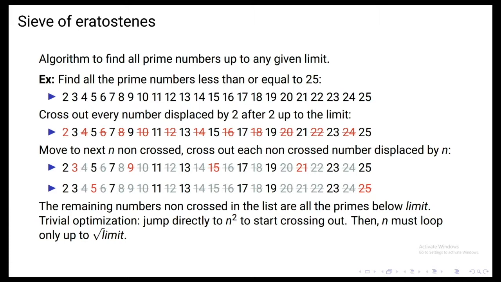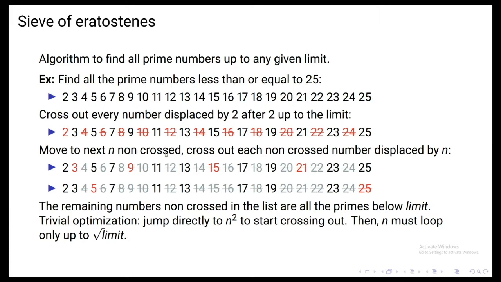At the end of my procedure, I will have crossed out all the non-prime numbers, and the remaining ones, 2, 3, 5, 7, are the prime numbers that were present in my original list.